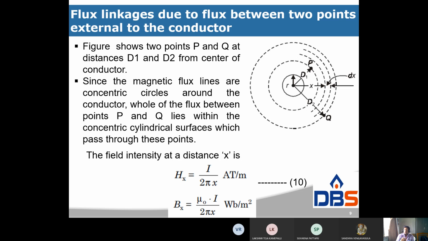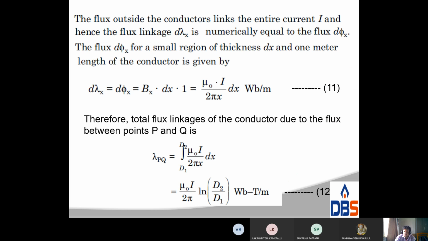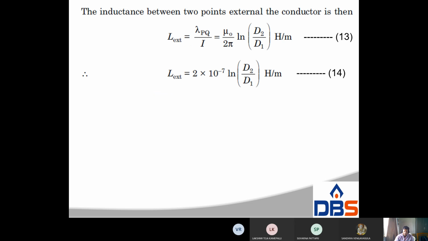Some of the students guess: what is the condition at infinity? That is also external, right? At infinity also, out of the conductor, that is nothing but external. If you take d1 and d2, both are external. Otherwise, in some textbooks, the limits are small r to infinity. Whatever it may be. Suppose you have d1 and d2, d2 by d1, but suppose you take infinity, it is the integral from r to infinity of mu 0 I by 2 pi x dx. From that we have to determine the inductance.